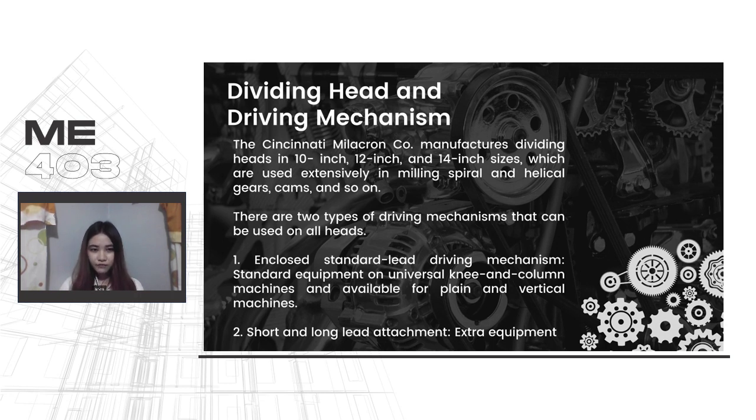Accordingly, there are two types of driving mechanisms that can be used on all heads. First, the enclosed standard lead driving mechanism, which is standard equipment on universal knee and column machines and available for plain and vertical machines. And second, the short and long lead attachment for extra equipment. It is also important to note that there are instructions for setting up dividing heads and driving mechanisms that are to be followed in order.